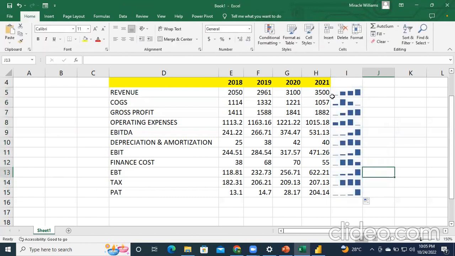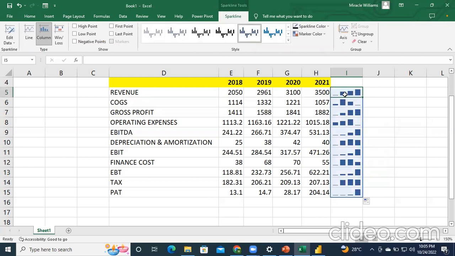So this way you can see that in 2018 our revenue was low, but in 2019 it increased, in 2020 it increased, in 2021 it increased. Then our cost of goods sold reduced in 2021. As of 2021, you can see our gross profit is on the increase, our operating expenses reduced, and this way it's already making it good for you.